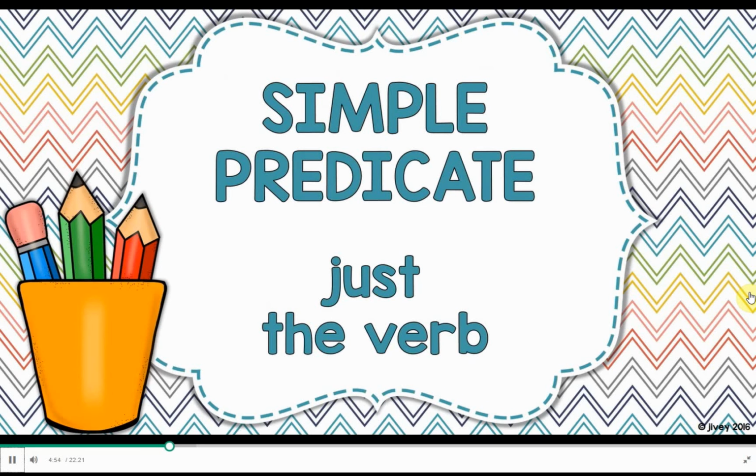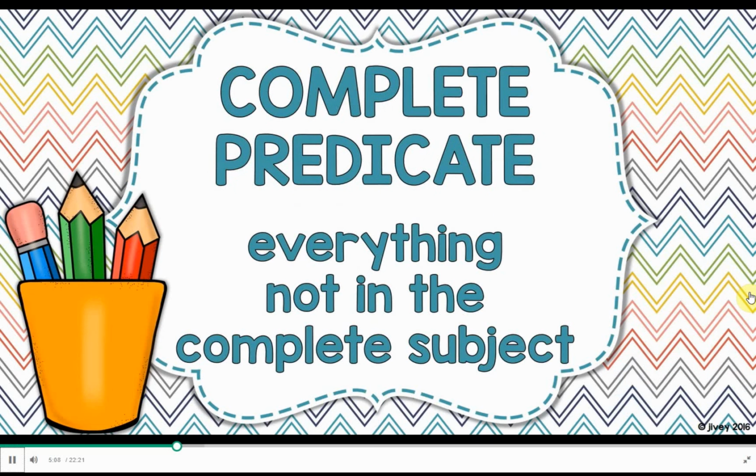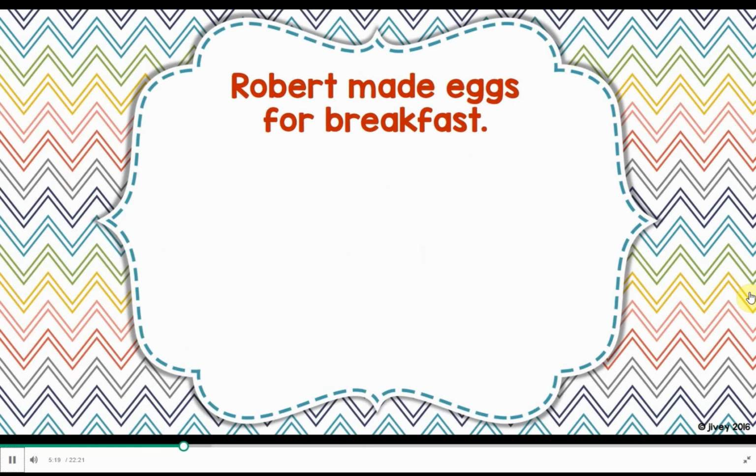Just like there are simple and complete subjects, there are also simple and complete predicates. A simple predicate is just the verb in the predicate. The complete predicate is everything else that's not in the complete subject. Let's look at a few more sentences and find the predicates in these. Remember, before we can find the predicate, we need to find the subject first.